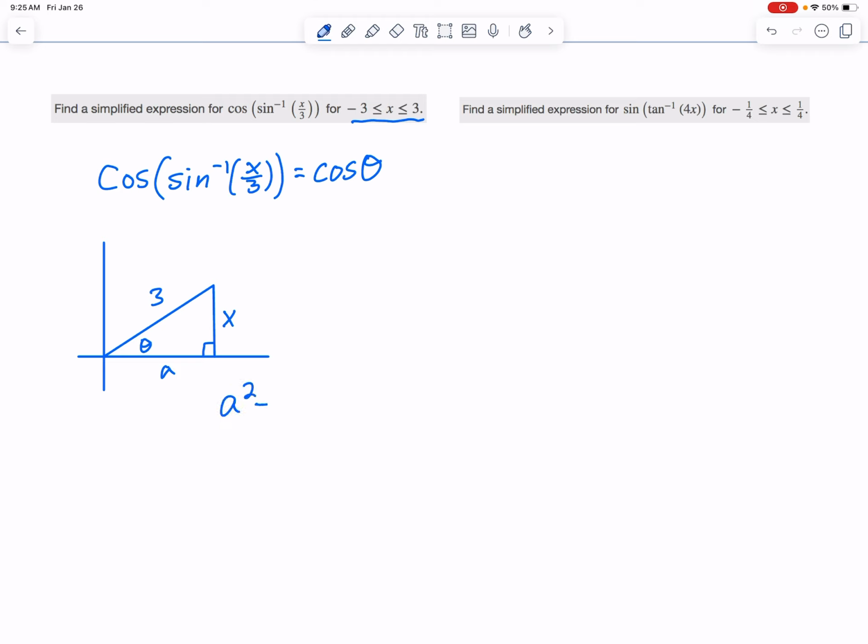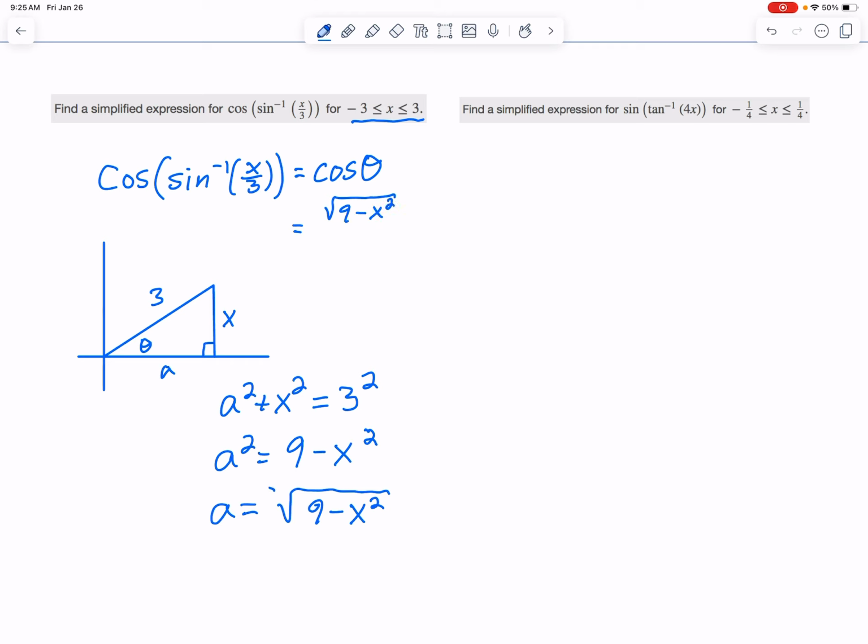So a squared plus x squared equals 3 squared. And then I'm solving for a here. A squared is equal to 9 minus x squared. I squared the 3 and then minus x squared. So a is equal to the square root of 9 minus x squared. Well, since x is between -3 and 3, that works here as well. So that's what a is equal to. Cosine then is going to be the square root of 9 minus x squared.